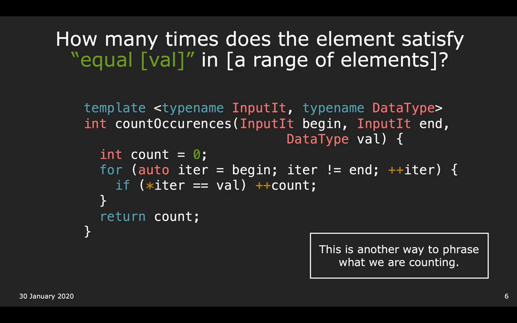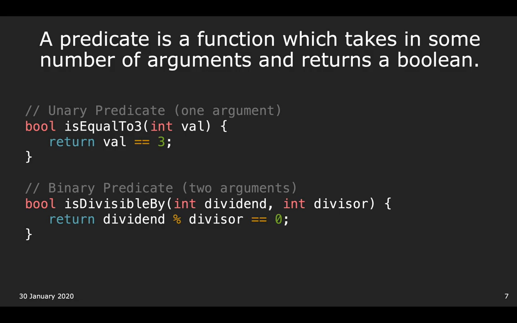For example, we can rephrase this as how many times does the element satisfy some condition in a range of elements? This is another way to phrase what this problem solves. And what I highlighted green over there is something known as a predicate. A predicate is a function which takes in some number of arguments and returns a Boolean. So when we say something like equals 3, that is actually just a predicate, which is a Boolean function. It takes in an int and returns whether or not that is equal to 3.